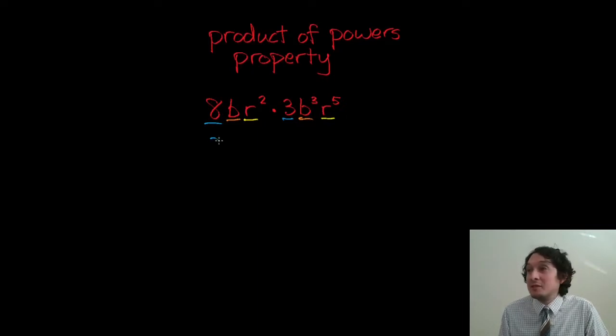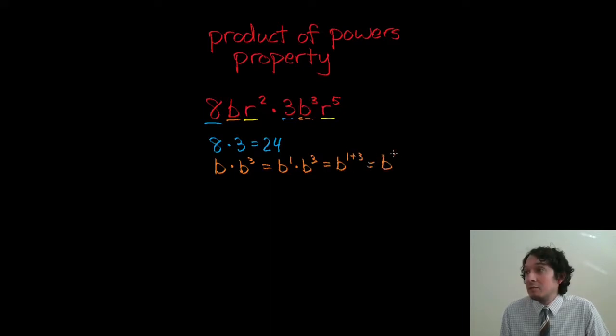Multiply the coefficients first. This is 8 times 3, and that's 24. Multiply the variables one at a time. So I have b times b to the third. And remember that if you don't see an exponent, that exponent is 1. Which, using my new product of powers property, I can say that this is b to the power of 1 plus 3, and that's b to the power of 4.